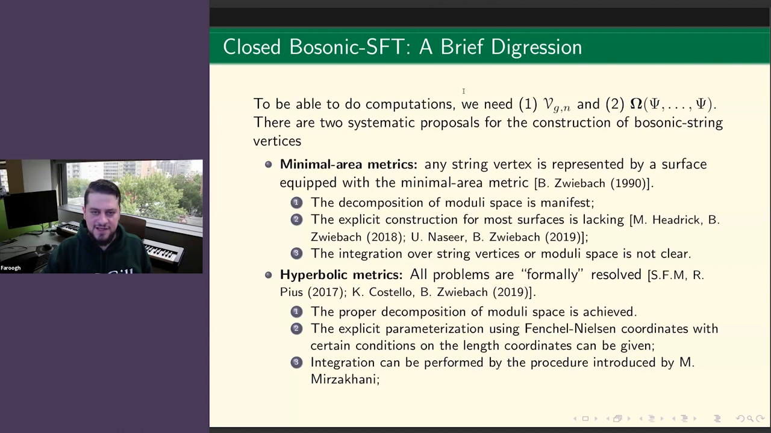One of them is the minimal area metric, where each string vertex is represented by a surface equipped with the minimal area metric, which, as the name suggests, is a metric that minimizes the area of the surface subject to a certain condition on the non-contractible loops on the surface. The decomposition of the moduli space into string vertices and Feynman diagrams is very manifest in this construction, because when you glue surfaces, you again get surfaces with minimal area. But the explicit construction is lacking, for example, what the parameters are that determine a minimal area metric. The genus zero case is mostly known, but for higher genus, it's not known. And the integration over the string vertices, or in general the moduli space, is not clear in this picture.